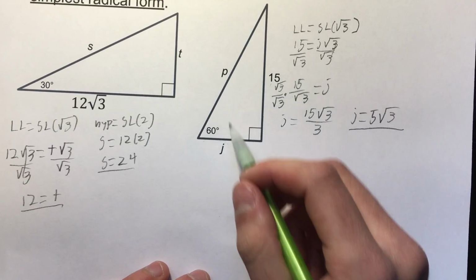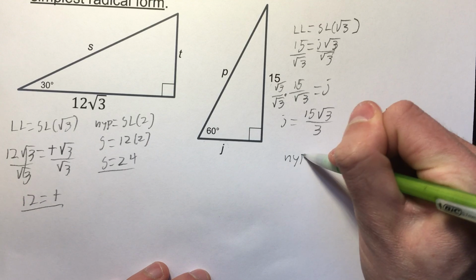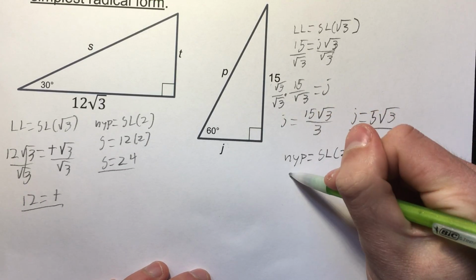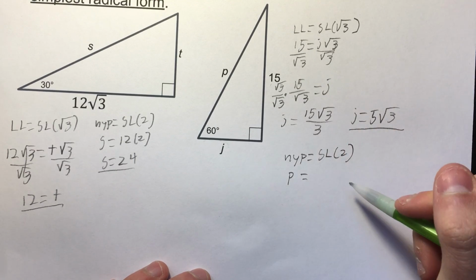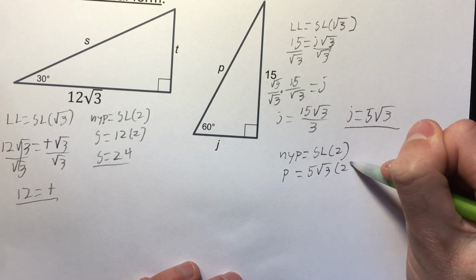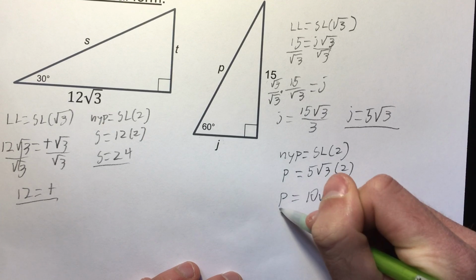Now, once we have j, we can find p. So p is our hypotenuse. Hypotenuse equals the shorter leg times 2. So our hypotenuse p is equal to 5 root 3 times 2. So p is equal to 10 times the square root of 3.